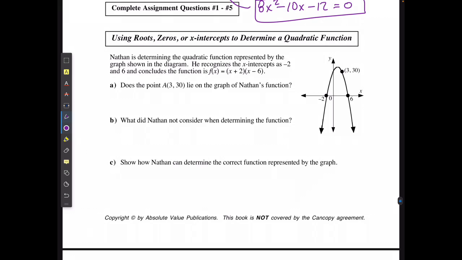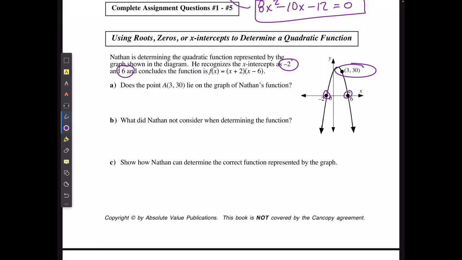If I'm using the roots, the zeros, or x-intercepts to determine what the quadratic function is? Well, the first thing, Nathan is determining the quadratic function represented by the graph in the diagram, and he recognizes the x-intercepts as -2 and 6, here and here. And he says that the function is f of x is equal to x plus 2 times x minus 6. And it tells us another point that lies on the graph, 3 and 30.